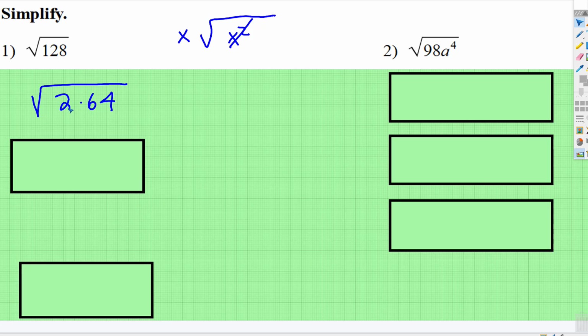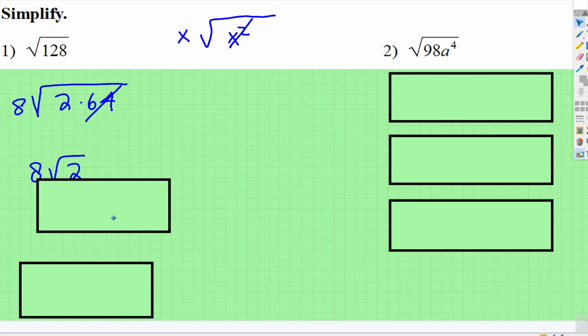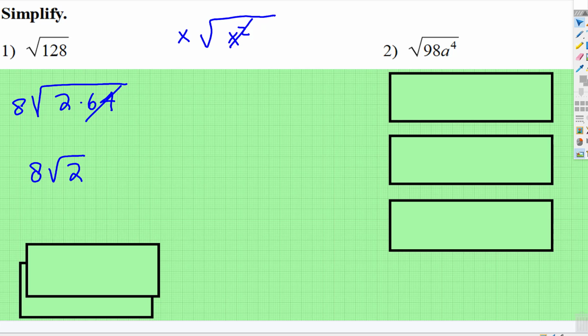well, 128 is 2 times 64. What is the square root of 64? The square root of 64 is 8. And so that's the result. Let's look at 98. Well, 98 is the same thing as 2 times 49.